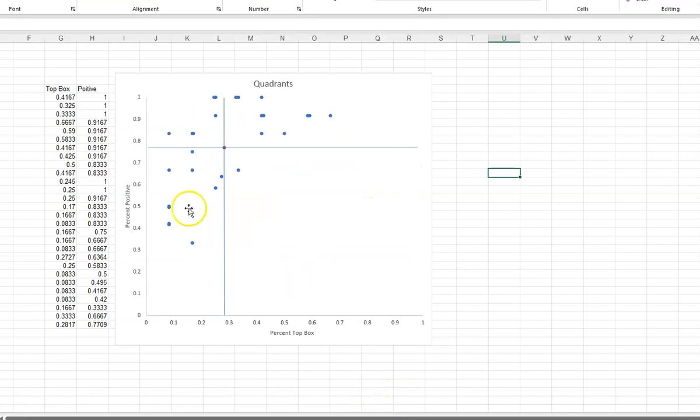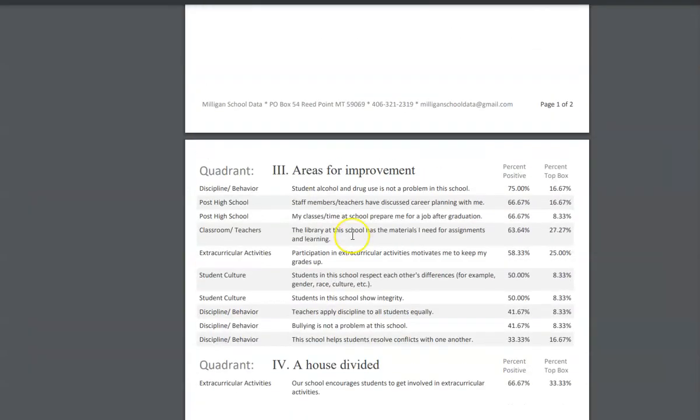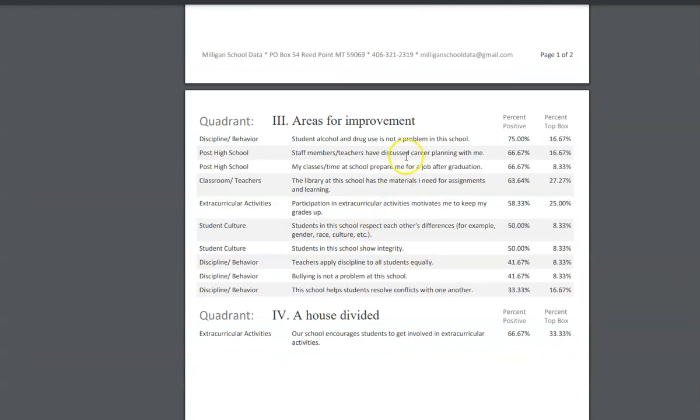The next quadrant we can look at right here are the ones in the bottom left, and these questions obviously are the ones that are lower than your average top box and lower than your average percent positive. So when we look at the quadrant report here, we call these your areas for improvement. I usually read this from the bottom up. These are your biggest areas for improvement. And then these ones are closer to the good but not great and strengths. But these are your areas for improvement.